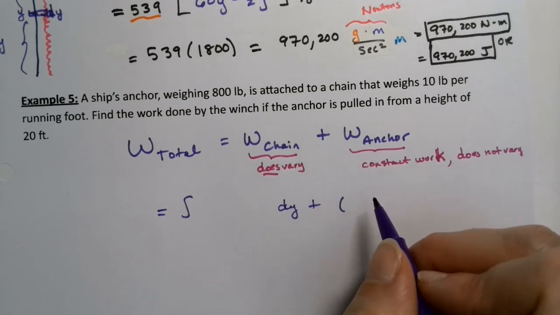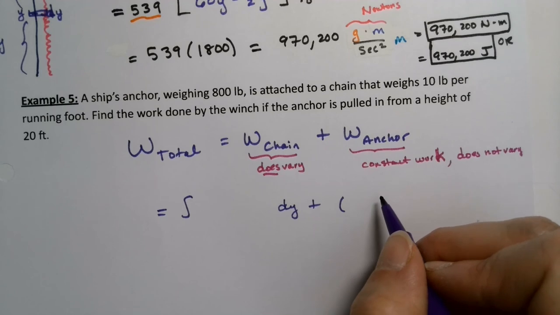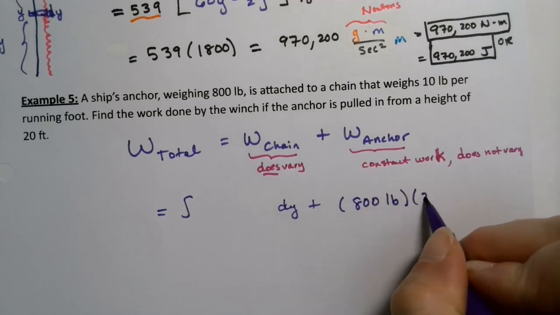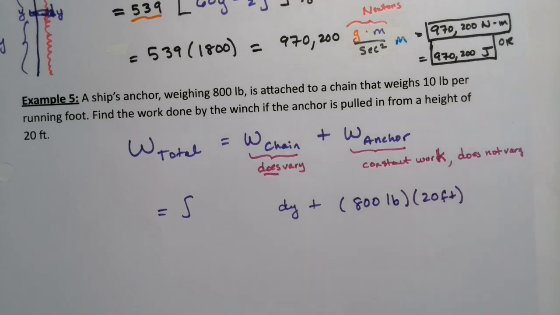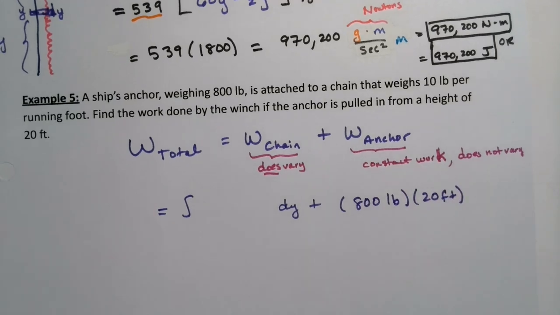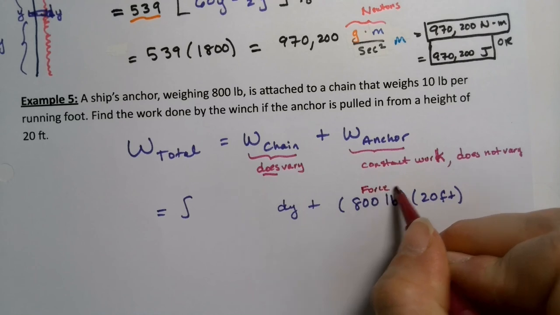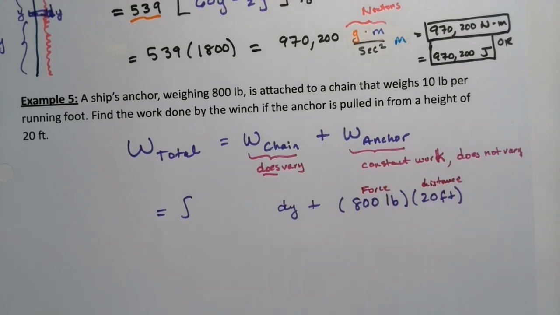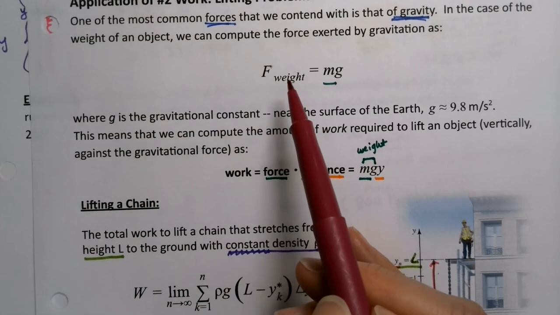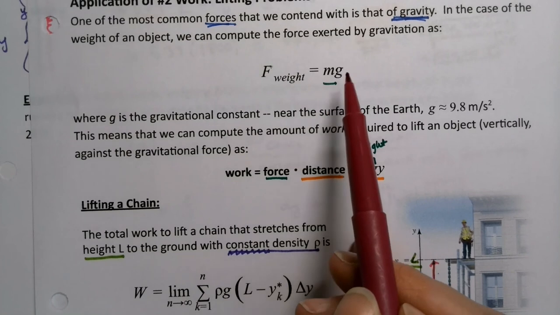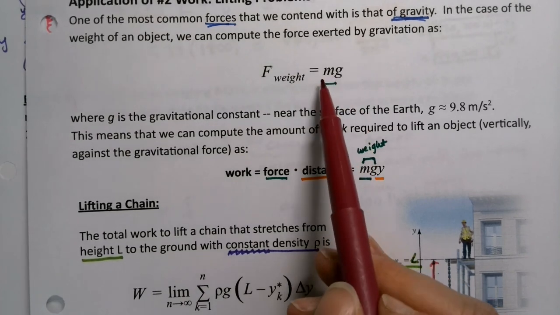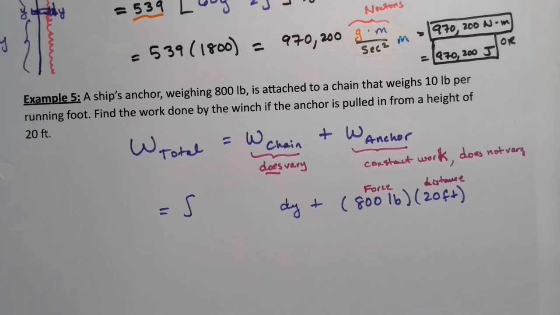Work is force times distance. The force is 800 pounds and the distance is 20 feet. Done, right? So this is force, this is distance. That's it. If you go back and look, weight is a force, mass times gravity, but when you have pounds, you already have mass times gravity. Pounds are mass times gravity, right, because they're a weight.